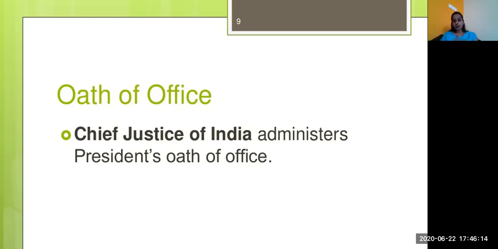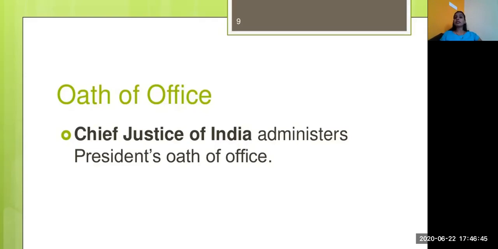Now, in case the President or Vice President wants to vacate the office due to personal lapse or any health issues or any personal issue, they can write resignation letters. So suppose the President of India wants to vacate his office, he will write a resignation letter to the Vice President of India. And likewise, if the Vice President wants to vacate his office, he will write the resignation letter to the President of India.